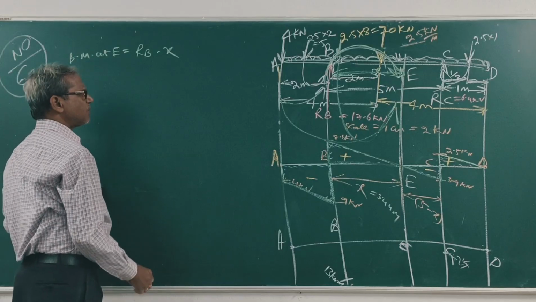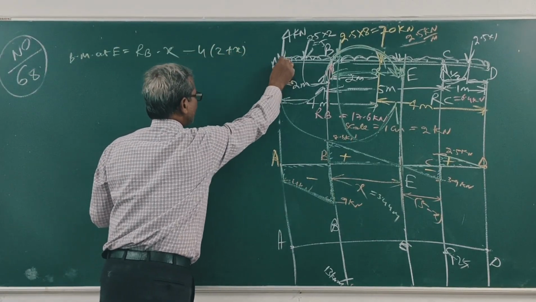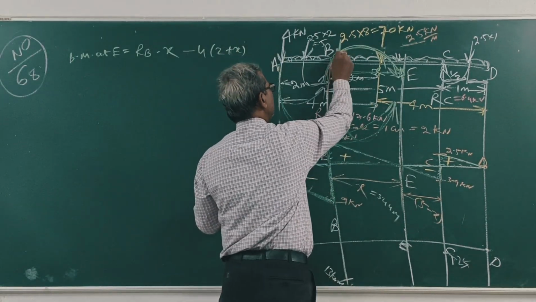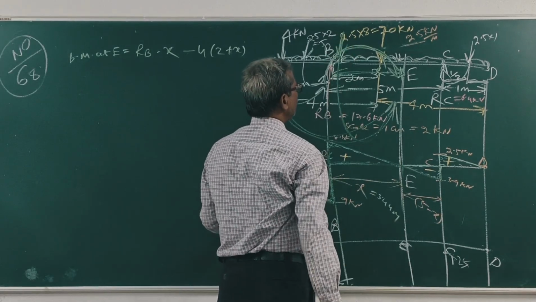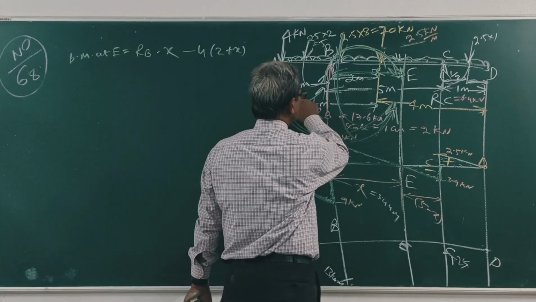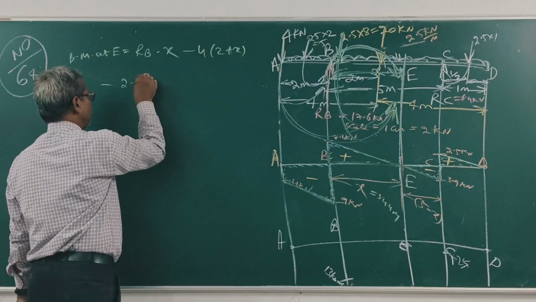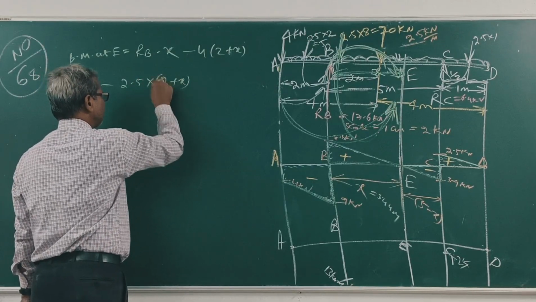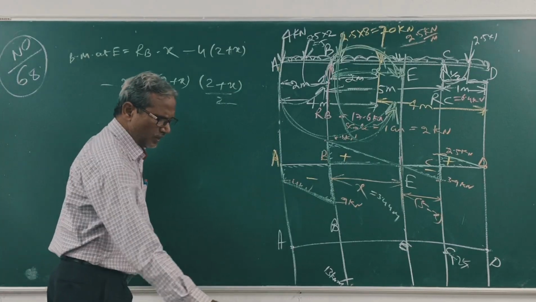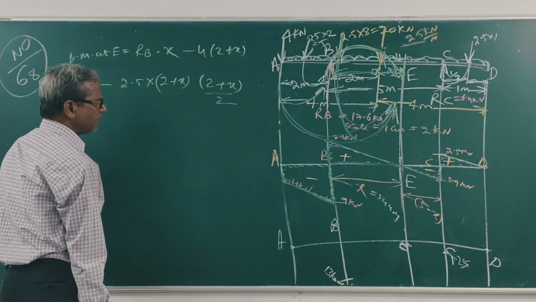Minus 4 into 2 plus x, clear? Minus 2.5 into 2 plus x, minus 2.5 into 2 plus x into 2 plus x by 2. Clear? So this is RB. What is RB? It is 17.6.